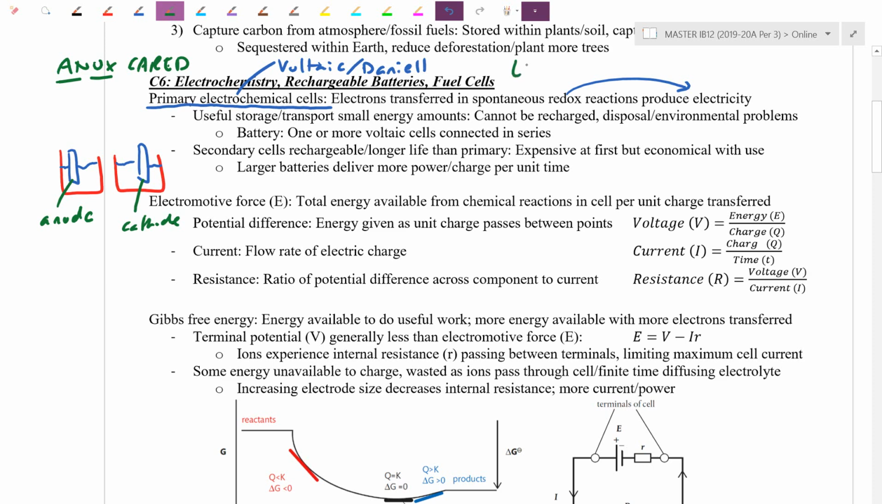Oxidation, Leo the lion says grr. Oxidation is the loss of electrons, whereas reduction is the gain of electrons. So the anode is the site of oxidation. It's the location where oxidation occurs, where things start losing electrons.